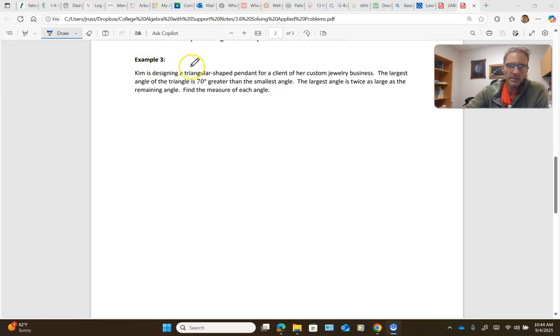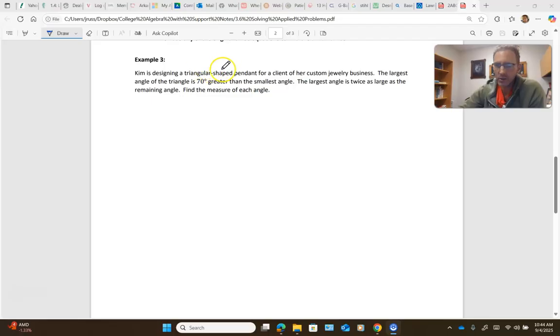It says Kim is designing a triangular shaped pendant for a client of her custom jewelry business. And this brings to mind that many times, guys, when you're trying to work out these word problems, if having a picture is pertinent, then I would draw myself a picture. That can help a lot, help you visualize what's going on here and help you be better able to set up those equations. Because I think the most challenging part of these word problems is actually setting up the system. Once you get the system set up, you can typically solve it.